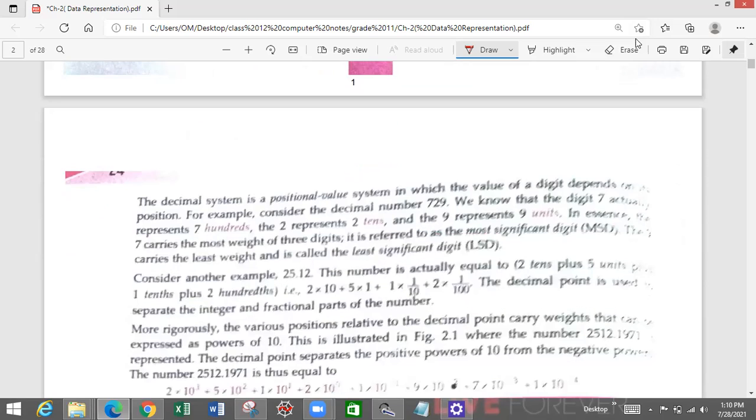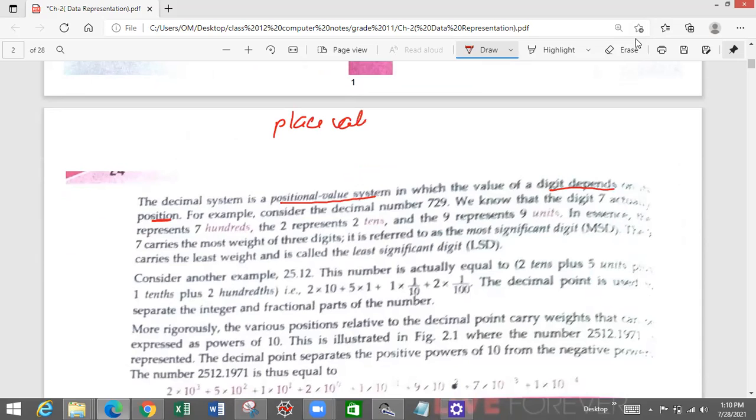Now, the decimal number system is a positional value system, in which the value of each digit depends on its position. We have seen it many times. Since grade 1 to grade 6, you must have discussed place value. So the place value of any digit decides the actual value of that number.